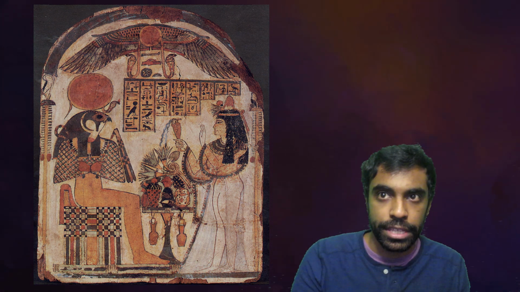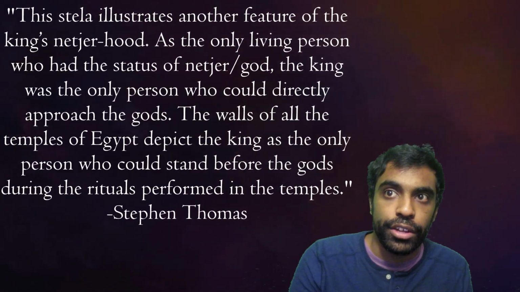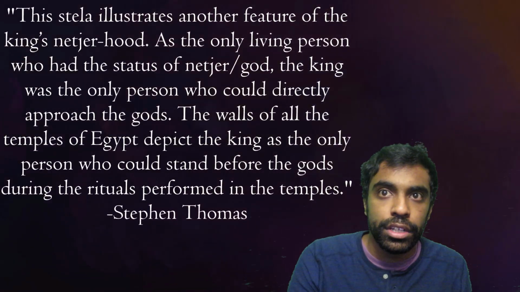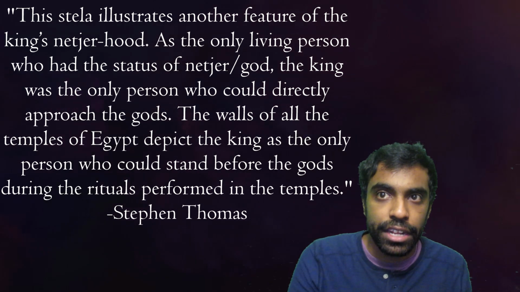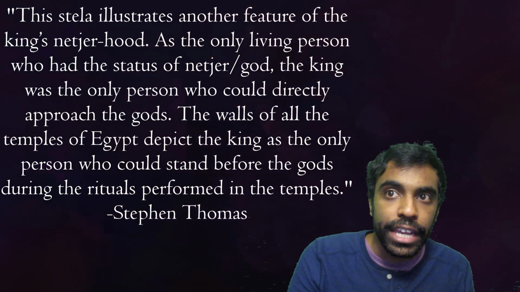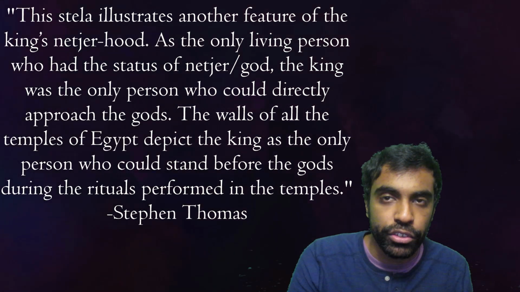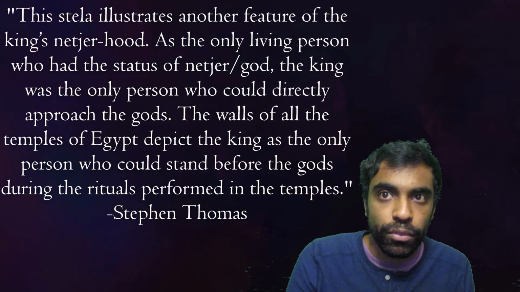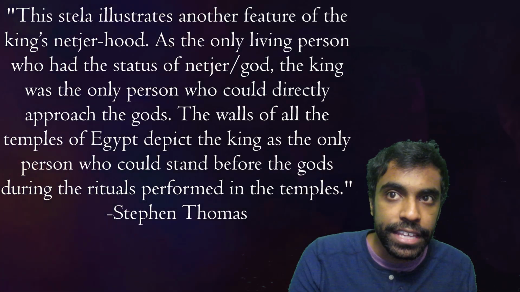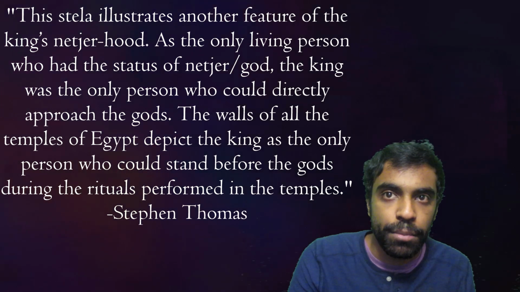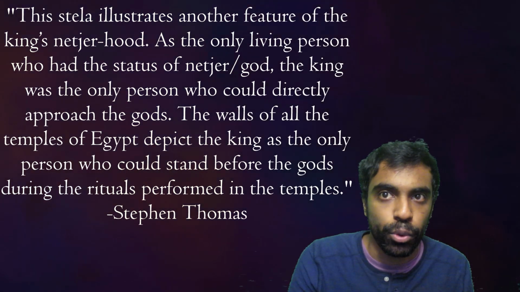And I'll read from Thomas again. "This stela illustrates another feature of the king's Netcherhood. As the only living person who had the status of Netcher/god, the king was the only person who could directly approach the gods. The walls of all the temples of Egypt depict the king as the only person who could stand before the gods during the rituals performed in the temples.